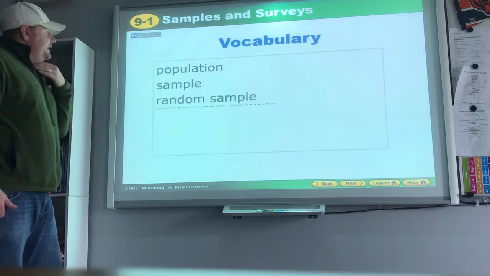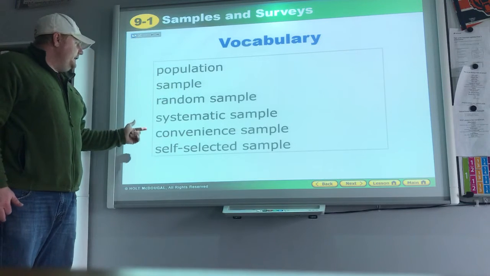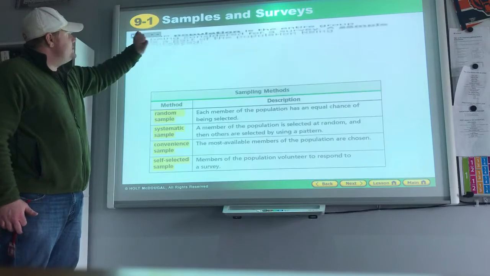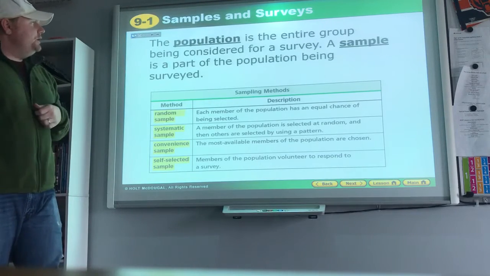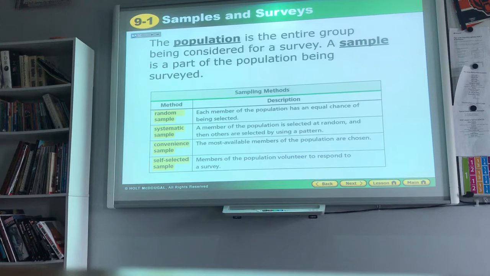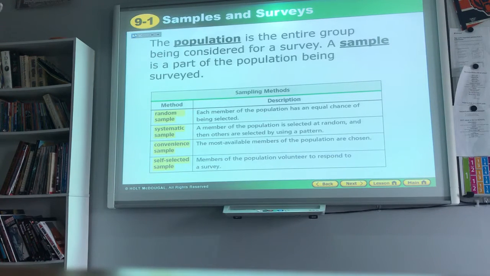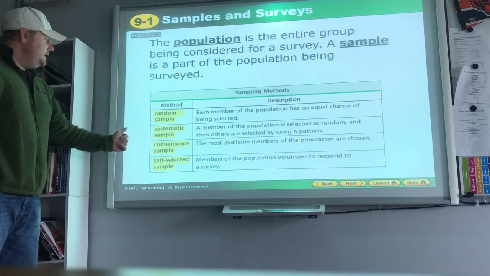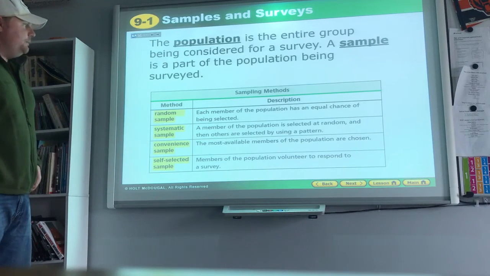There are 4 of them: random, systematic, convenience, and self-selected. We'll talk about what a population is and what a sample is. The population is the entire group being considered for a survey. A sample is a part of the population being surveyed. We do this to try to get estimates if we can't reach the whole group. Now, we have random sampling, systematic sampling, convenience sampling, and self-selected sampling.